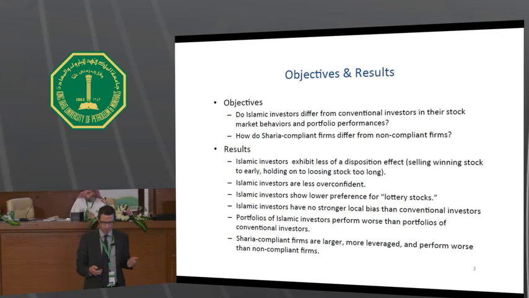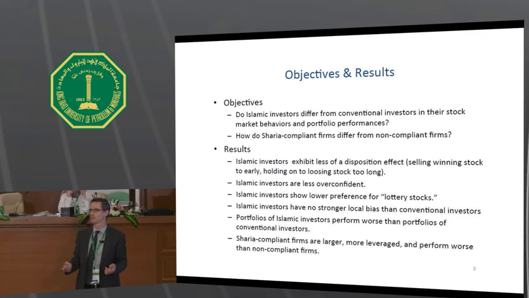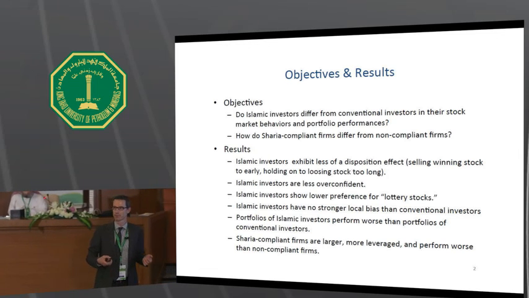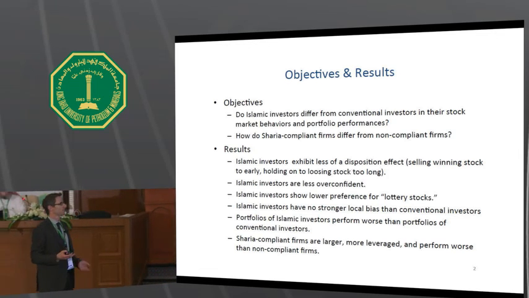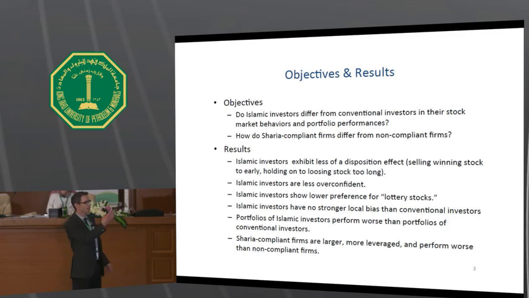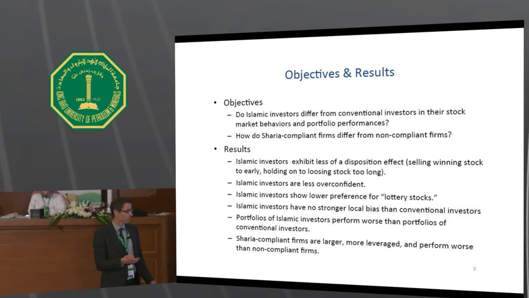There are a number of results. Basically, the authors find that Islamic investors are less subject to all kinds of behavioral biases. But nevertheless, their investment portfolio performance is worse than that of conventional investors. And as far as companies are concerned, Sharia-compliant companies, at least as far as the paper that I received was concerned, are larger, more leveraged, and overall perform worse than non-compliant companies.